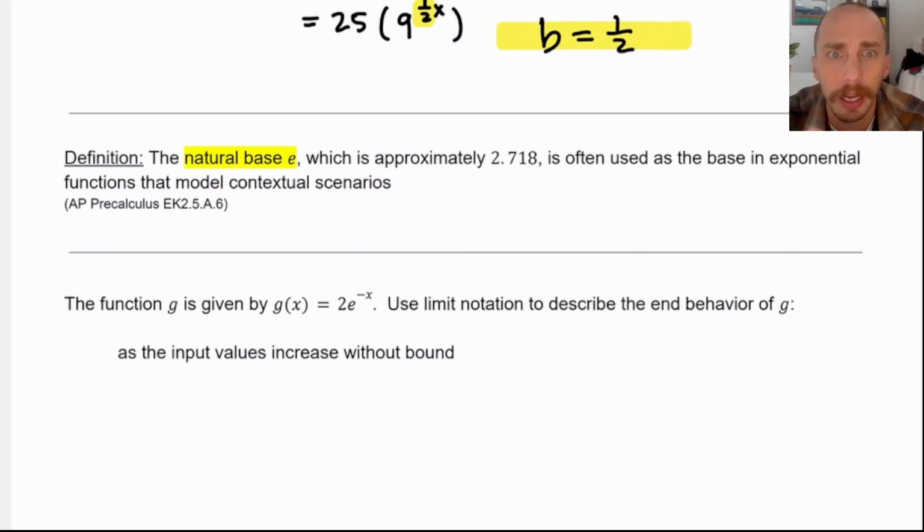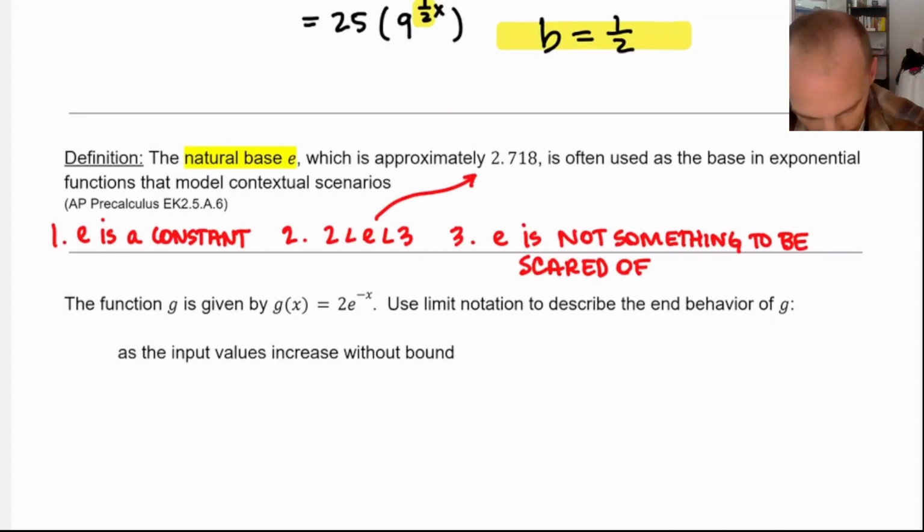But I'm not going to be doing that here, because what you need to know for AP Pre-Cal is, let me copy it in. So once again, it is a constant. It is a number and not a variable. It is between 2 and 3. I'm pretty sure in pre-cal, if you just assumed it was 2.5, your experience might not be any different as long as you use the e button on the calculator and the natural log button when that time comes. And then third fact, it is not something you need to be scared of.